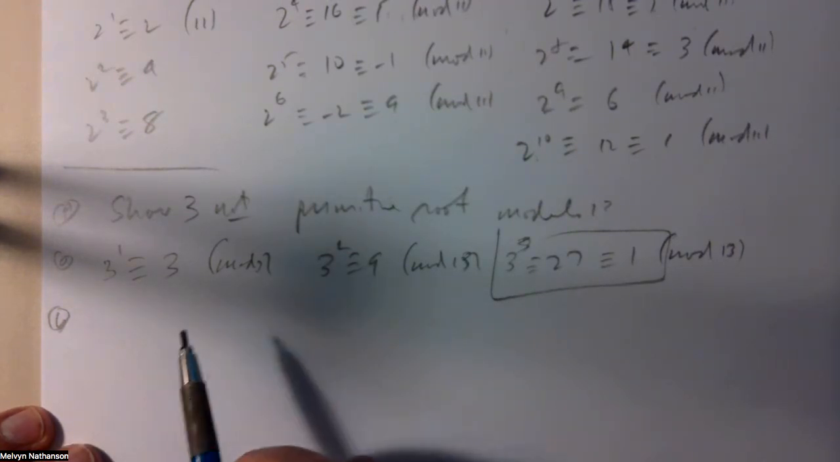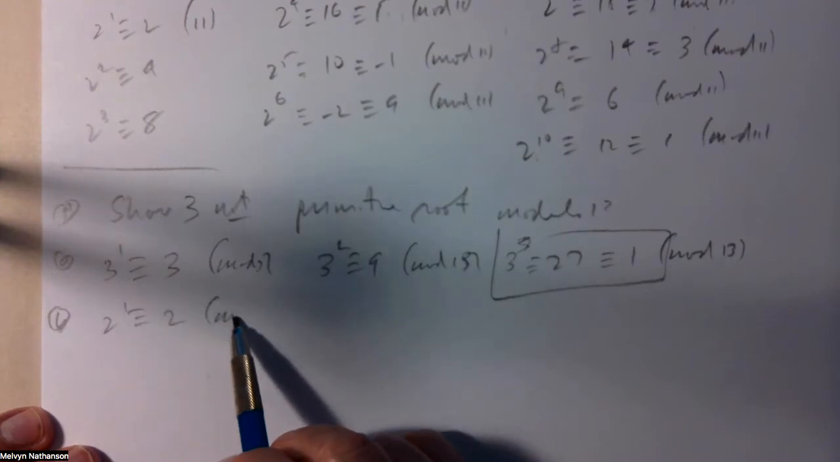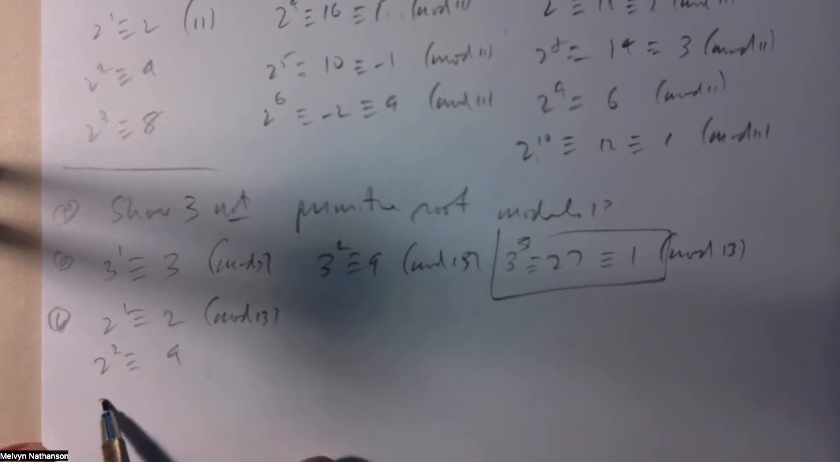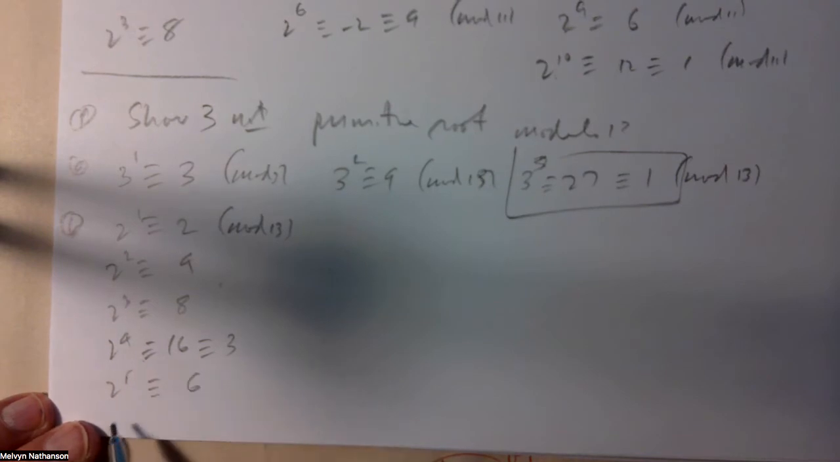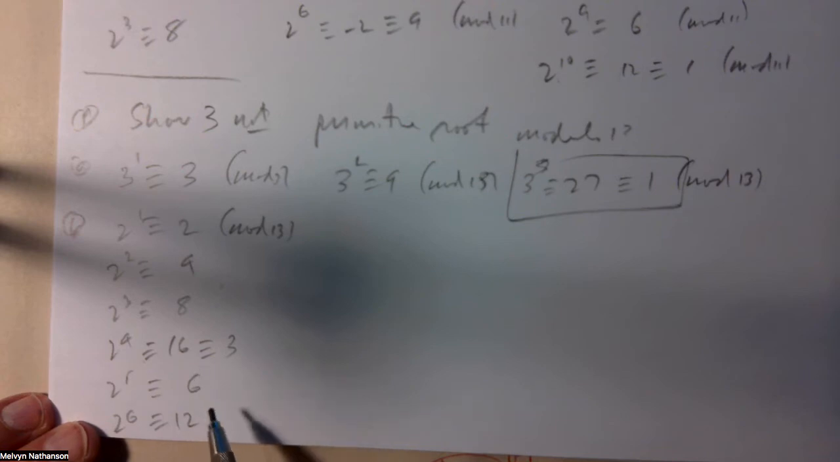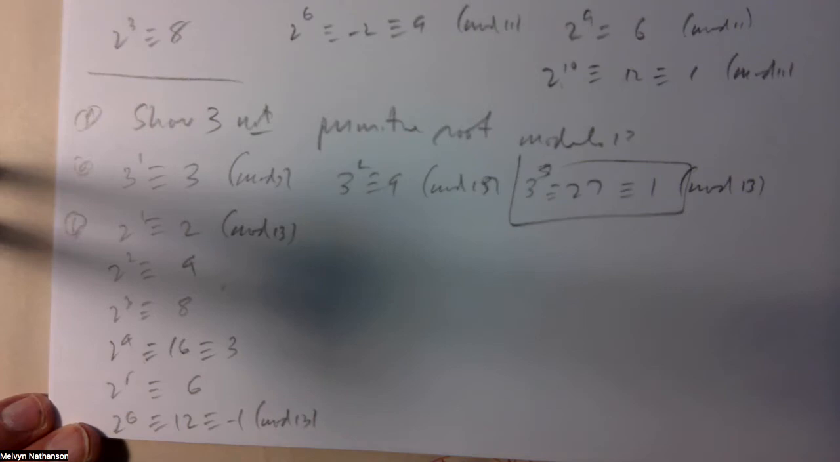I have to calculate the powers of 2. That's just a calculation. 2 to the first power is 2 mod 13. 2 squared is 4. 2 cubed is 8. 2 to the fourth is 16, which is the same as 3 mod 13. 2 to the fifth is 2 times 2 to the fourth, which is 6. 2 to the sixth is 2 times 6, which is 12, which is minus 1 mod 13, not plus 1.